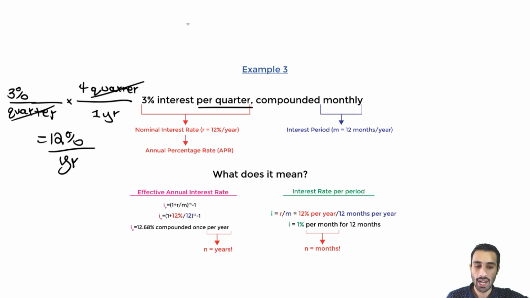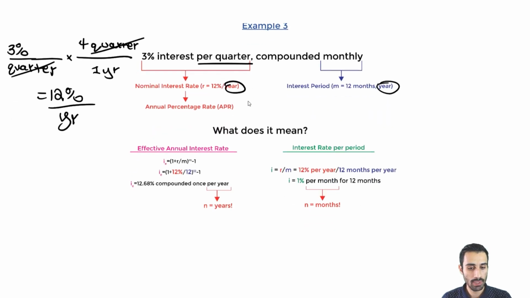So what I did is take this 3% per quarter and I converted it to a nominal interest rate of 12% per year. And that's where we get that. That R value is a nominal interest rate yearly. So then it makes the work the same as we've done above. So what we do here, the monthly, we know M is gonna be 12 months per year. Notice year, they match. They have to match. So that matches 12 months per year.